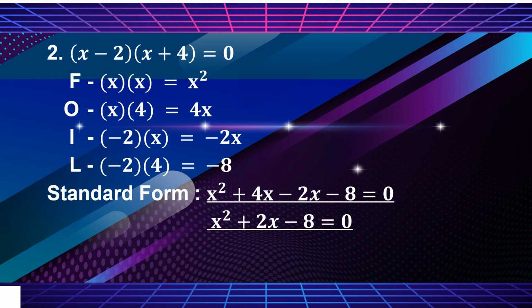But we have like terms, which are 4x minus 2x. So we need to subtract them. So the final answer is x squared plus 2x minus 8 equals 0. So in simplifying a binomial, we can still arrive at a quadratic equation.